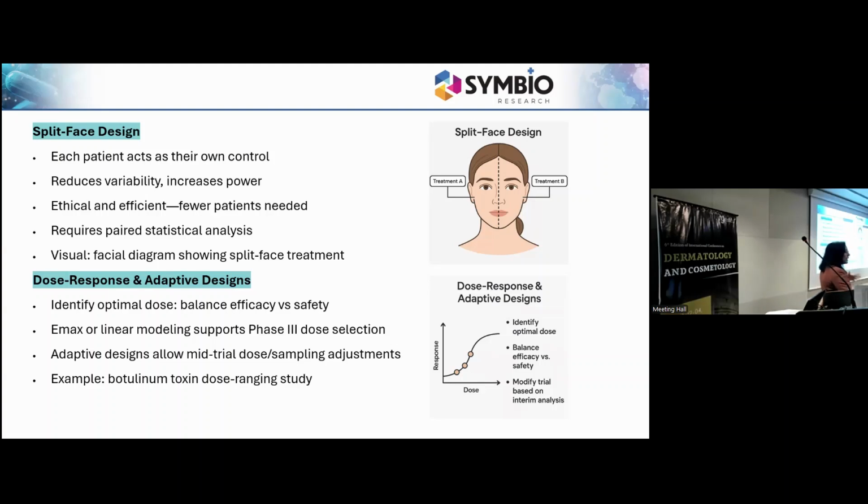It is not an independent sample. It is not coming from 2 different people. It's coming from the same person. So we have to be considerate about the statistical analysis that we are doing. Next is the facial diagram showing us here the split phase treatment.